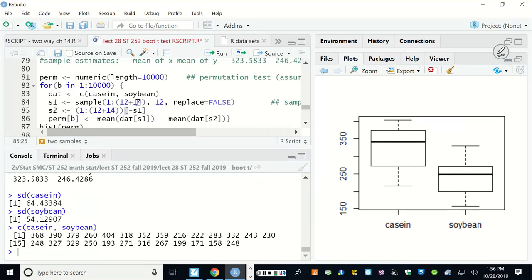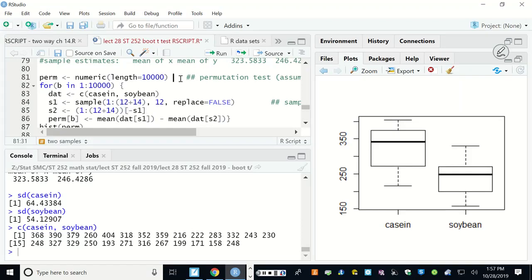I wouldn't really need this second line here. I could have just put negative S1 there, and it would have taken my data and taken out those certain row numbers. It's kind of an extra line, but it illustrates working with indices. So then take the average difference, and that's my permutation. Then I can compare my permuted average differences with what I actually did in my data.